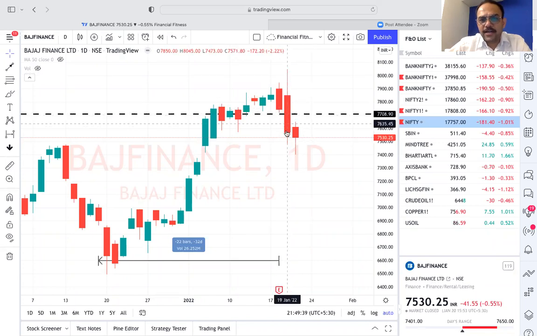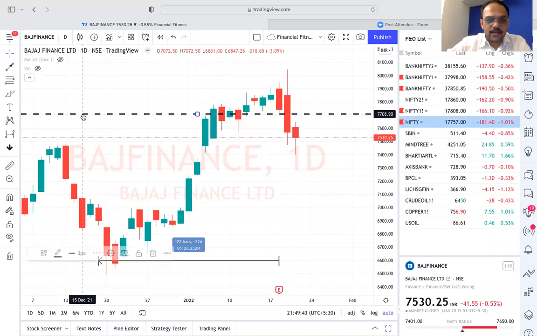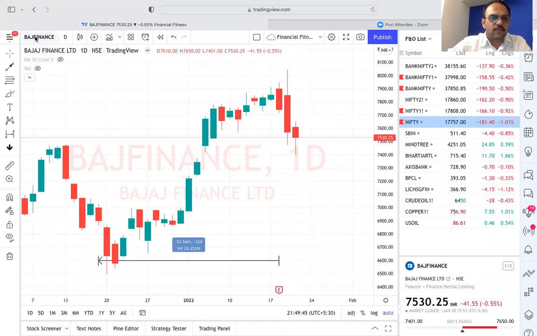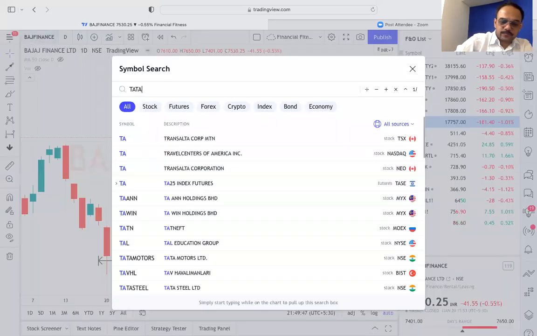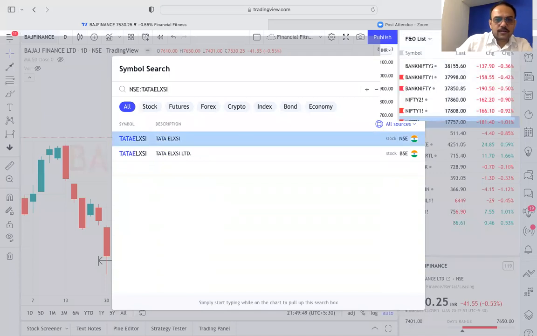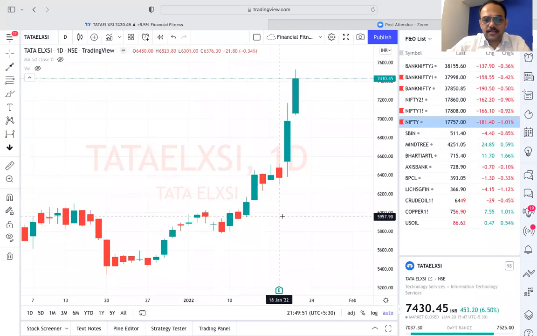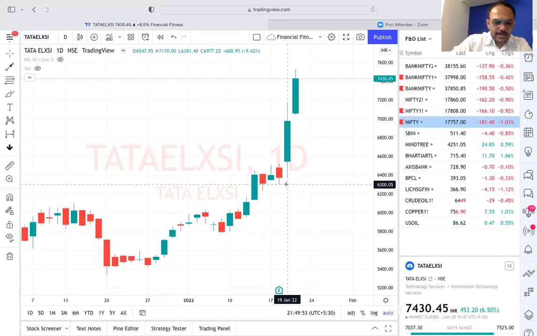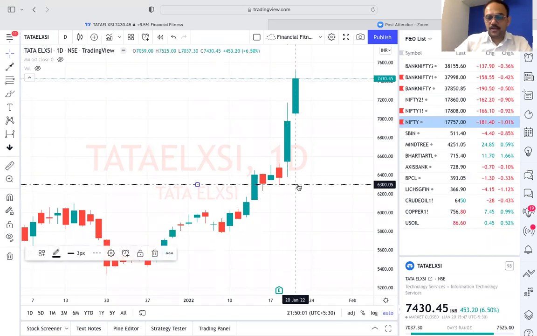See here, it went down, right? Just exit. Simple. Now in Tata Elxsi, let's see what happens. This is the earnings day. You draw a line here. Did it go below this line? No. So we have to hold it. You have to hold. Simple. Okay, great.